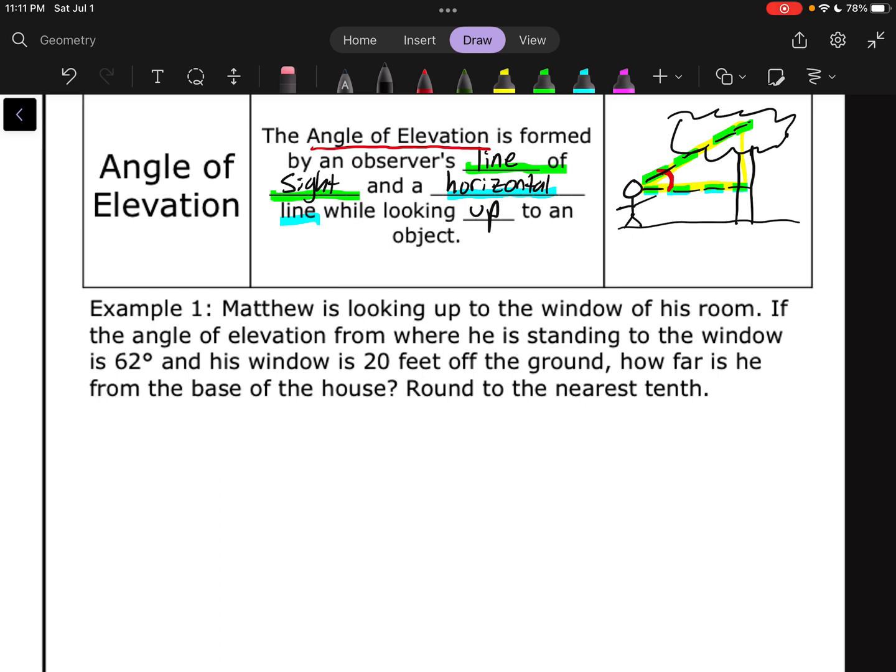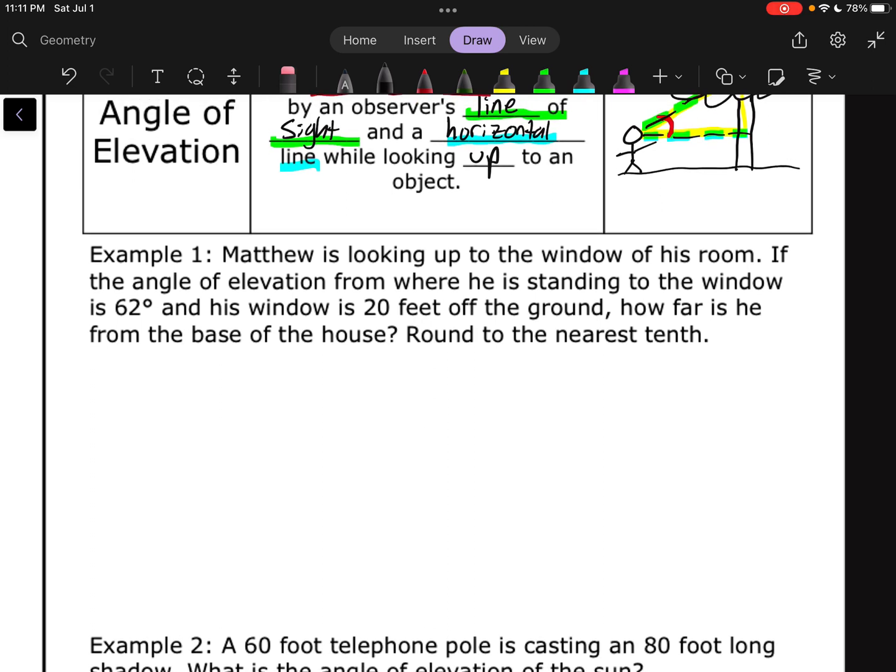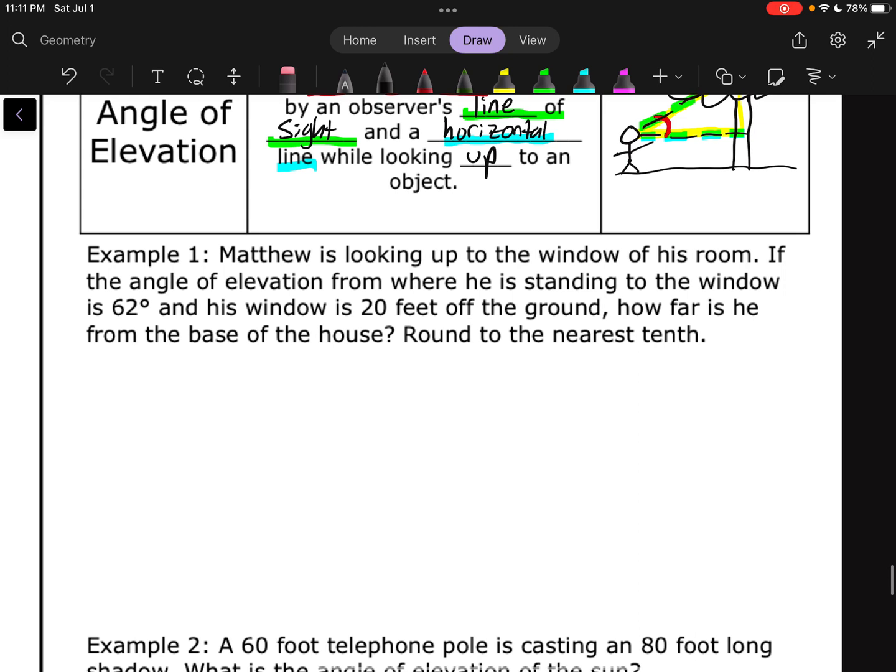It says Matthew's looking up to the window of his room. If the angle of elevation from where he's standing to the window is 62 degrees and his window is 20 feet off the ground, how far is he from the base of the house? Round to the nearest tenth. Okay, so let's get this thing started here, shall we? So here is the house. And here is the window. And he is looking up to the window.